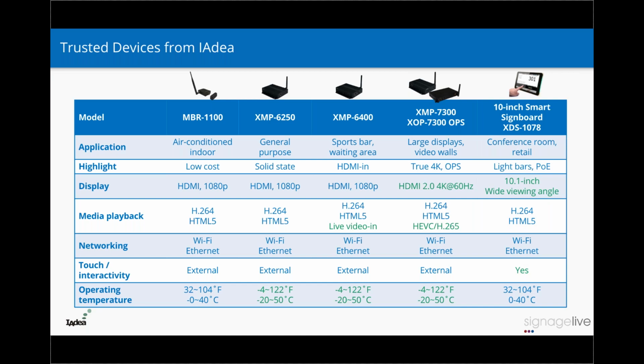Last but not least, if you're looking for a small screen that works great outside the conference room, and works well with the calendar widget from Signagelive, this will be the XDS 1078. It's a 10.1 inch wide view angle device with a built-in touchscreen for interactivity, and it has color-coded LED light bars that are now manageable from Signagelive. Using that color-coded light bar, you can indicate room availability status, or just create a visual experience for your shopper within a retail environment. So it'll be great for all kinds of purposes.